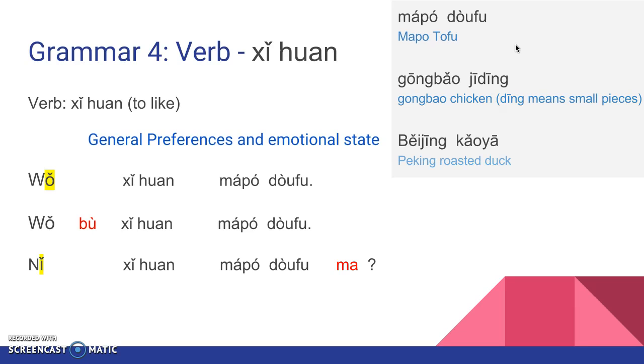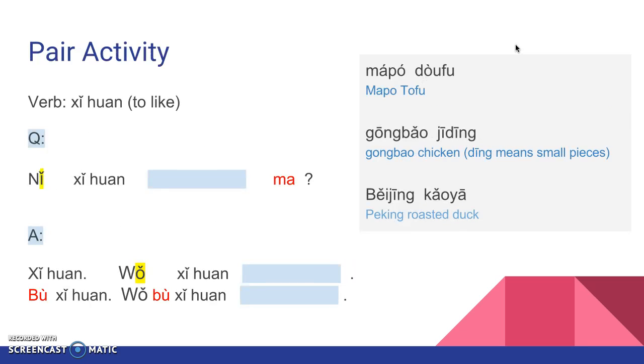You can use the words in the box on the right-hand side corner. First word 麻婆豆腐. Second word 宫保鸡丁. And the third word 北京烤鸭. Now you can pause and practice making a positive sentence, a negative sentence, and a question. If you can find somebody to pair up and practice this with you, you can use this slide and practice it with somebody.